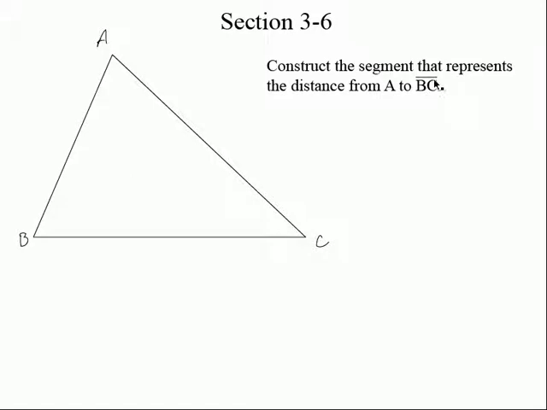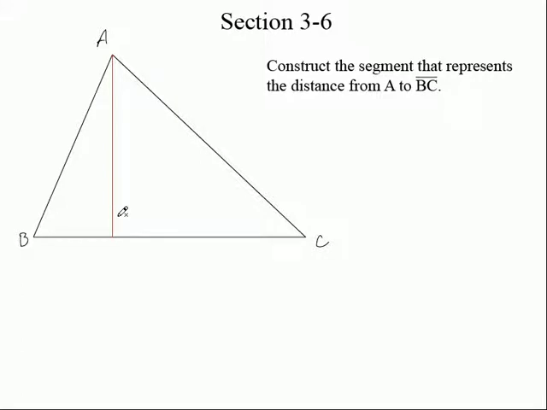So if I wanted to construct the distance from point A to line BC, I would start at A and draw a line segment. Would I draw it to C? Would I draw it to B? Would I draw it somewhere in between? I would draw it 90 degrees, or what? Perpendicular. Exactly right. Perpendicular to line BC. Now, have I drawn it perpendicular? You don't know that. Why don't you know? There's no little box. That's right.